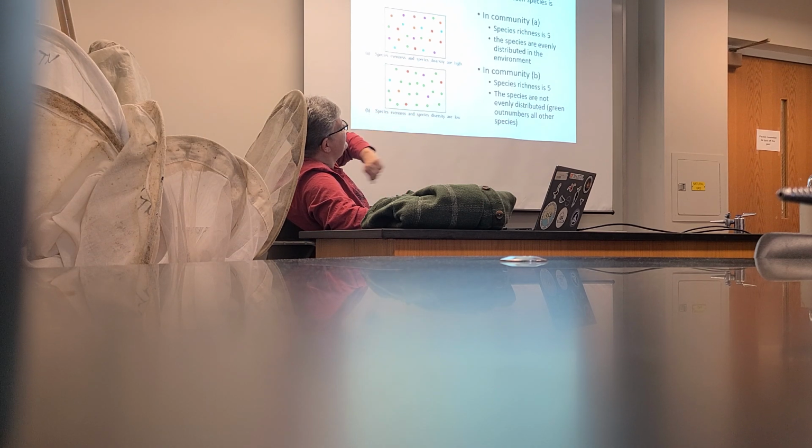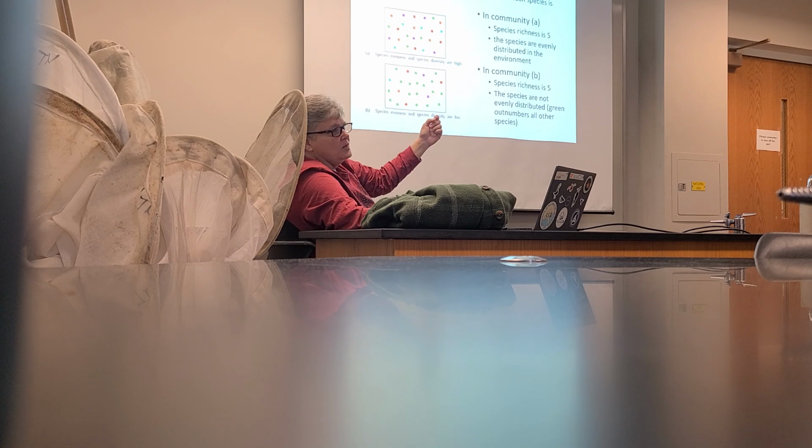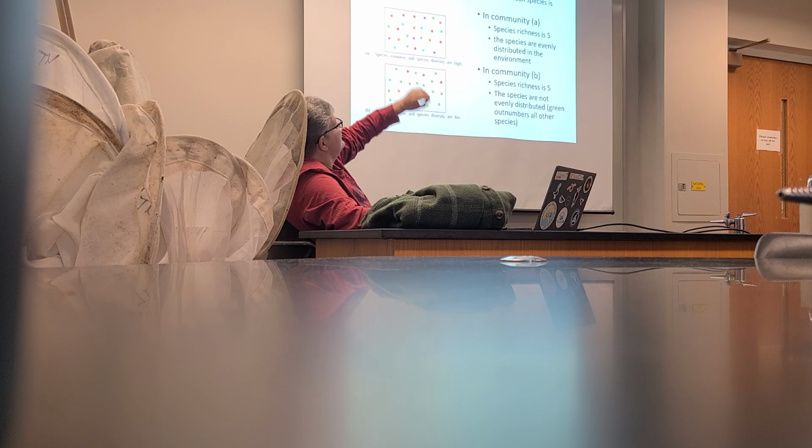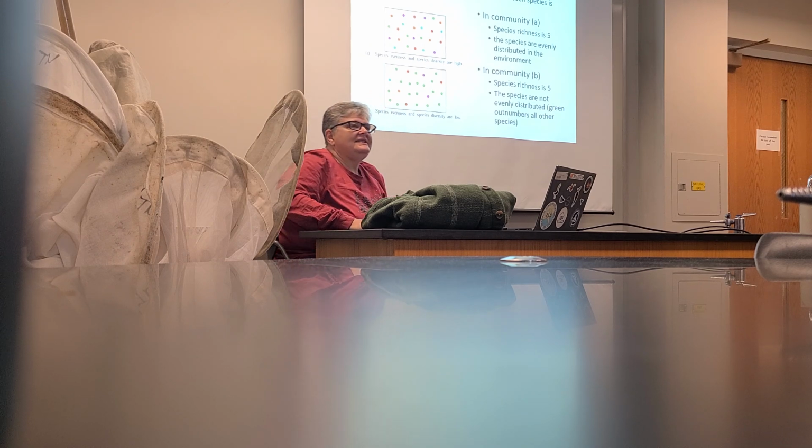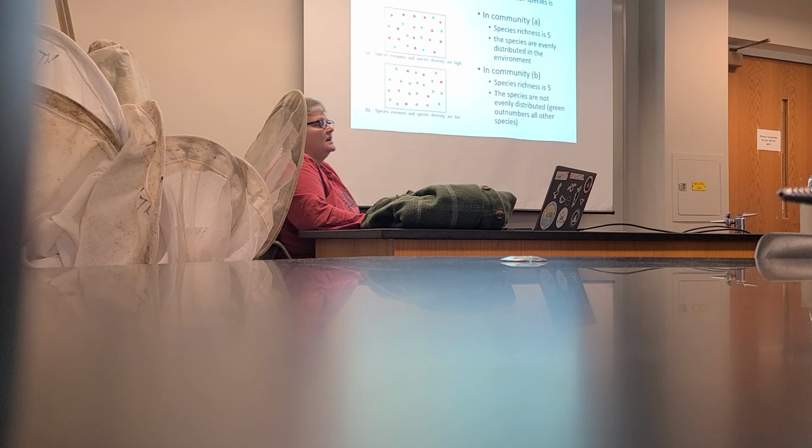And so if we add in evenness, or how common one species is to another species, then the one at the top is much more even. In other words, you have approximately equal numbers of each color of dot. And the one at the bottom is uneven because we have lots of green dots and very few of the other dots. Now, this is the way we generally teach alpha diversity.